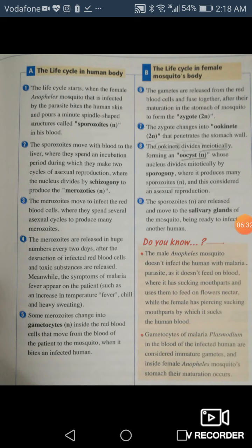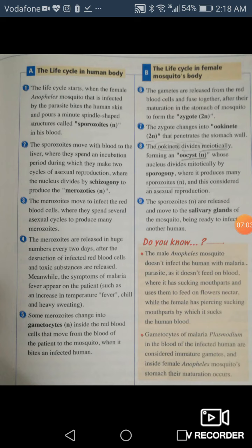reproduce asexually inside the liver and silently. This period, when they are reproducing asexually inside the liver, is called the incubation period. In medical studies, the incubation period is the period between having the parasite and showing the symptoms of the disease. So it means that these sporozoites are found inside the liver to reproduce.